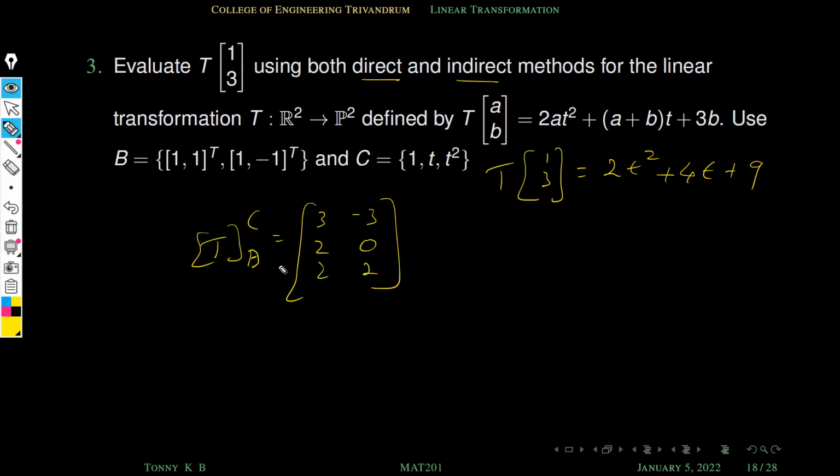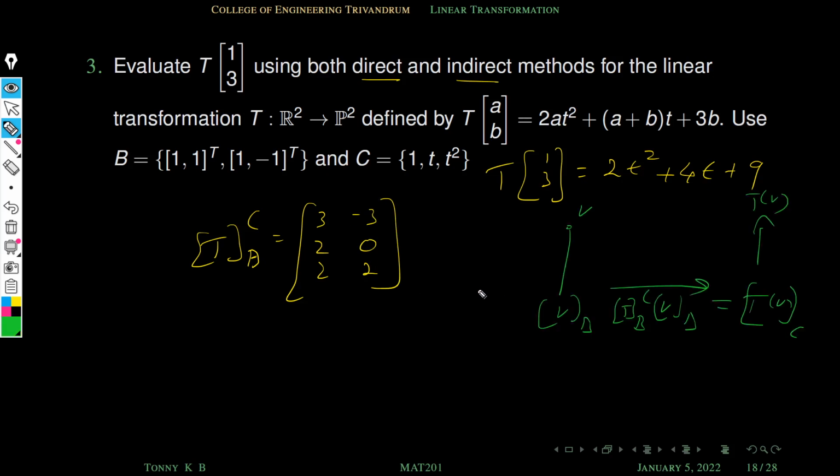From our previous problem it is clear that the matrix of T with respect to B and C is 3, 2, 2 and minus 3, 0, 2. Then what is our procedure? We take an element v. In this case our v is the vector (1, 3). Next we have to find the coordinate of v with respect to B. This is a matrix. Then we consider the product of these two matrices. That gives the coordinate of T of v with respect to C. Then we can reconstruct our T of v using the linear combination with the basis elements.